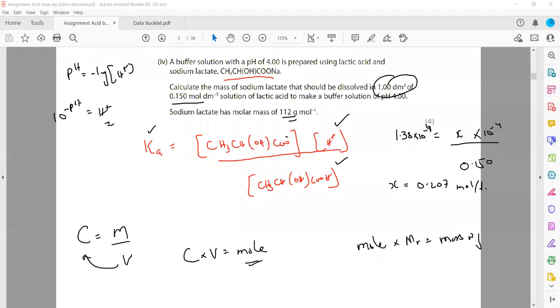And then we have the concentration 0.207 multiplied by volume, we'll get the moles. So we'll get the same number because the volume is 1. So after getting the moles, 0.207 multiplied by molar mass 112. So how much mass in gram? 23.18 grams of sodium lactate is used to make this buffer solution. Clear?